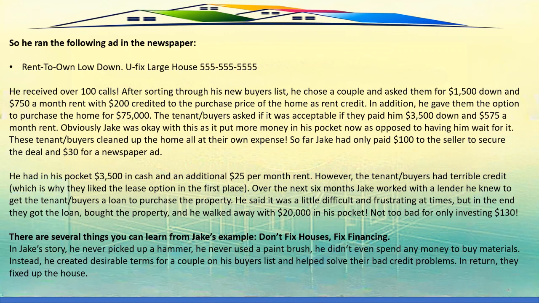So far, Jake had only paid $100 to the seller to secure the deal and $30 for a newspaper ad. He had in his pocket $3,500 in cash and an additional $25 per month rent. However, the tenant buyers had terrible credit, which is why they liked the lease option in the first place. Over the next 6 months, Jake worked with a lender he knew to get the tenant buyers a loan to purchase the property. He said it was a little difficult and frustrating at times, but in the end they got the loan, bought the property, and he walked away with $20,000 in his pocket. Not too bad for only investing $130.